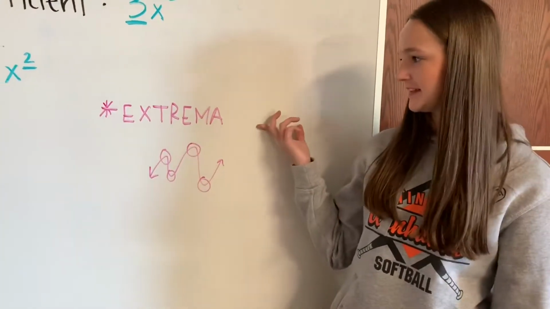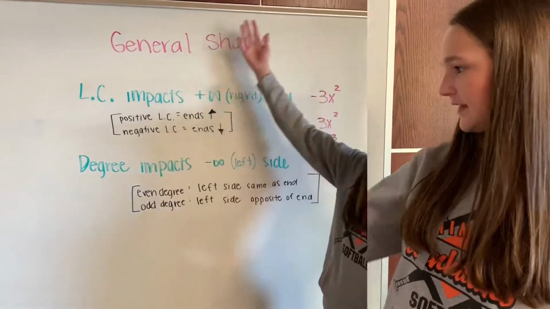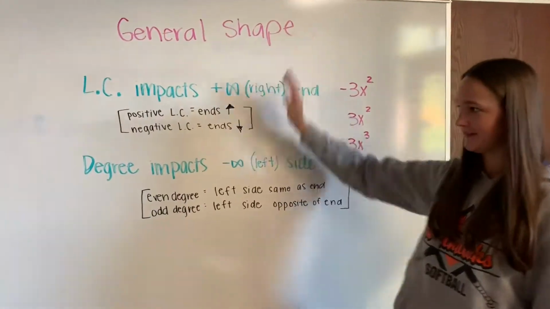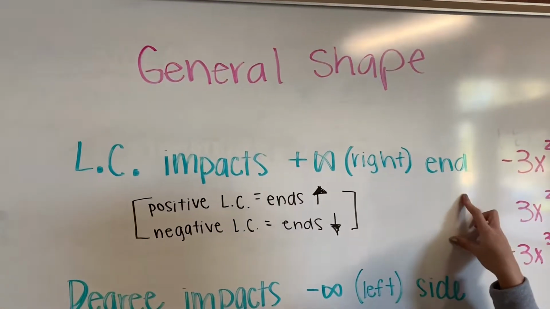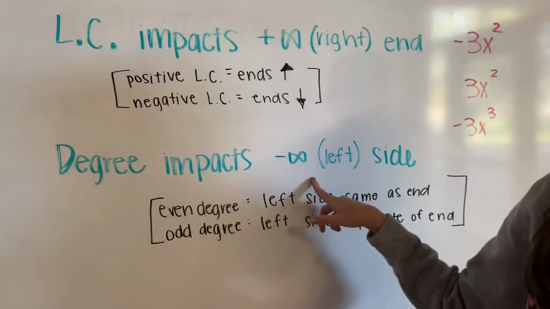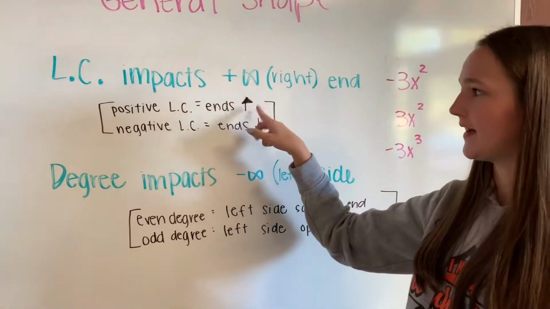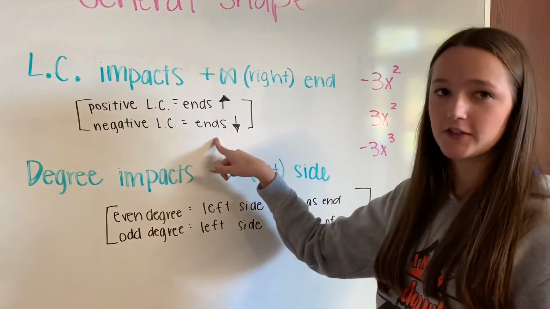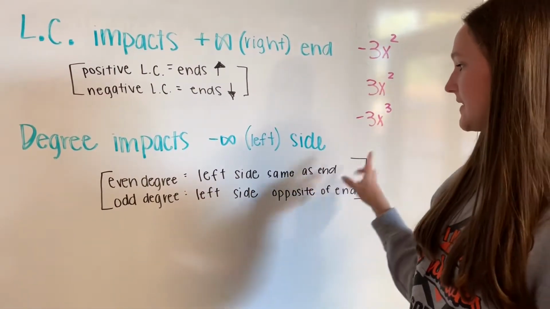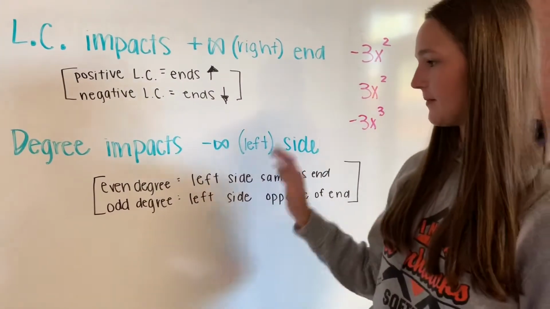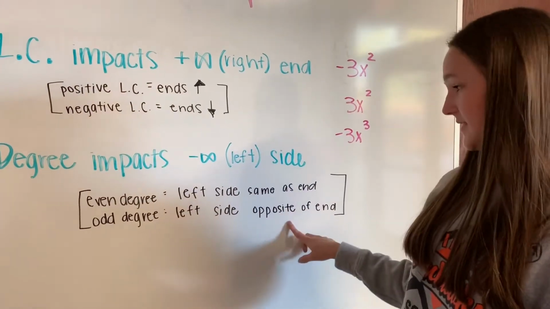General and extreme is the minimum or maximum values in the graph. So you're graphing the general shape of a polynomial. The leading coefficient impacts the positive infinity or the right side, and the degree impacts the negative infinity or the left side. If you have a positive leading coefficient, it will end up, and a negative leading coefficient will end down. If you have an even degree, the left side will agree with the right side, ending down or ending up. If you have an odd degree, the left side will be opposite of the other side.